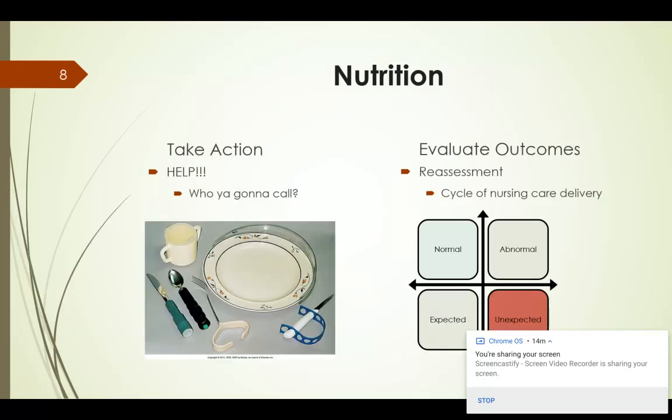All right. When we think about nutrition and taking action, who are we going to get help from? This is going to be our dietitian, our speech therapist, and OT. They can always help. And then think about how we evaluate outcomes. We always want to know whether or not our patient is improving in their nutritional status. So we're going to weigh them again. We're going to see if their weight has improved. Are our labs improving? Have we actually achieved what we want to?